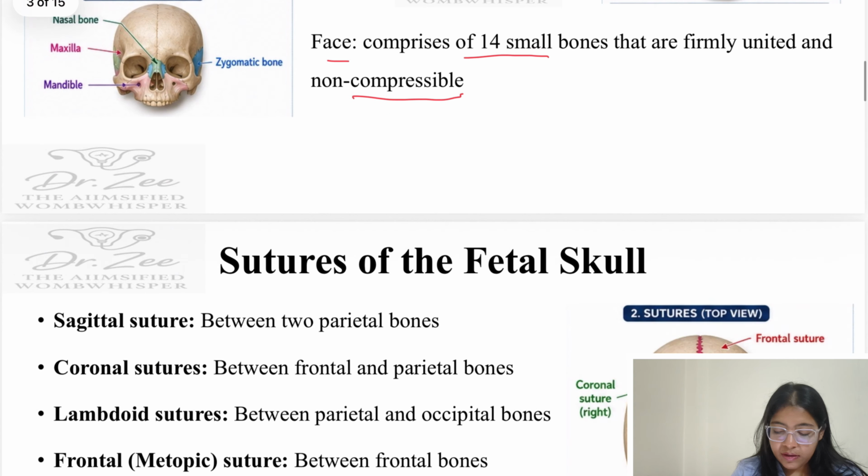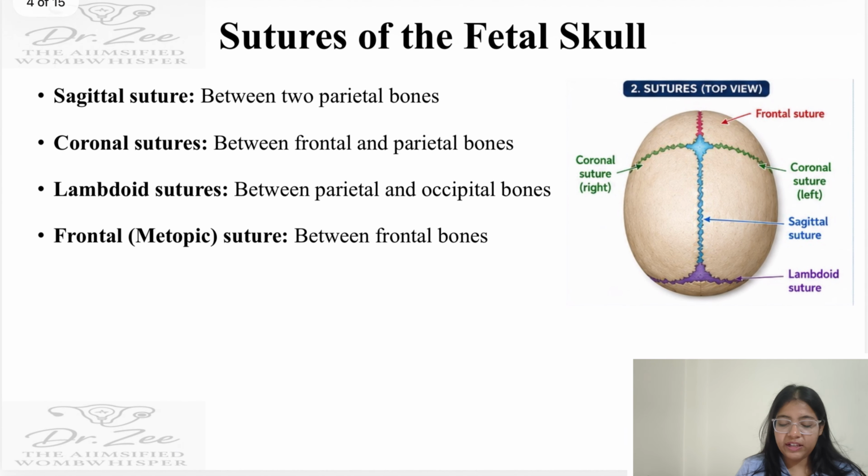Okay. What about the sutures of the fetal skull? As you can see in this diagram, it has two longitudinal sutures, this, and two horizontal sutures, this and this. The first important suture is the sagittal suture, which is this, formed by the junction of the two parietal bones. The next important suture is the coronal suture, which is formed by the junction of one parietal bone and one frontal bone. So this one is the coronal suture, and this is the sagittal suture.